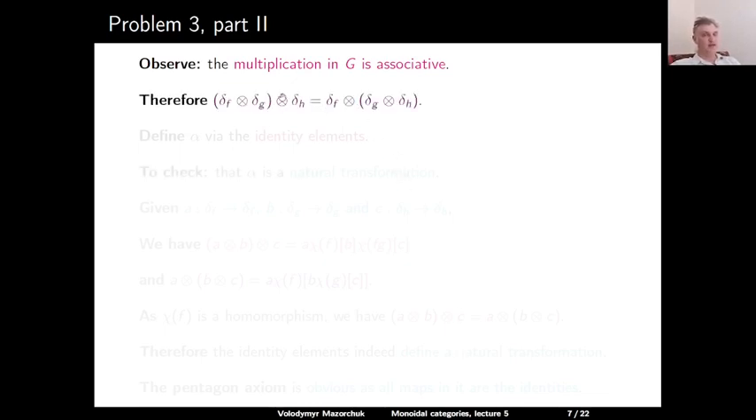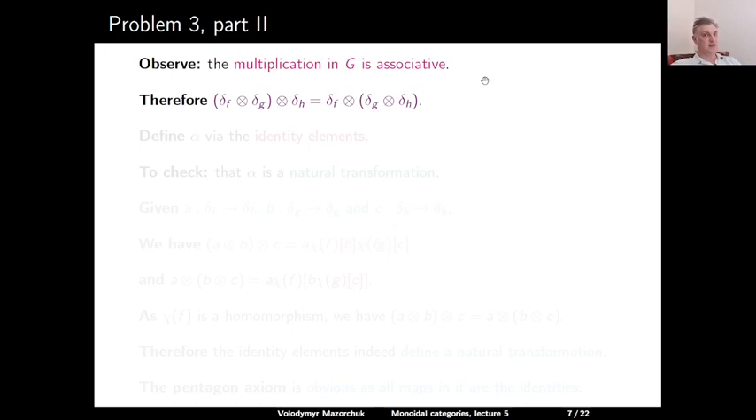Therefore, the tensor product of objects is strictly associative. So delta F tensor delta G, and then tensor with delta H, is just equal to delta F tensored with the outcome of tensoring delta G and delta H. This is because of the strict associativity of the product in the group G.